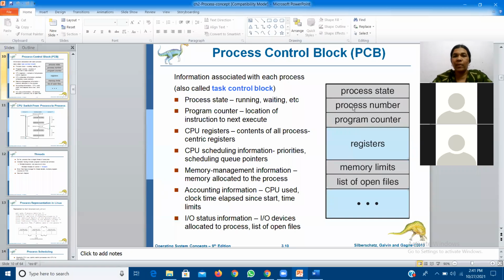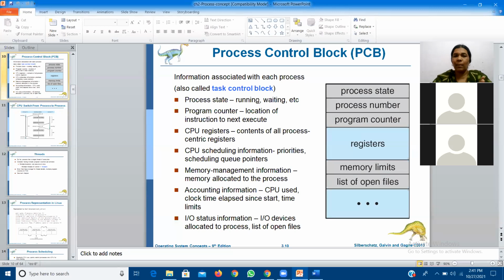So what kind of information it maintains, we'll see in detail. This PCB consists of process state. As we just discussed, each process goes through 5 different states.